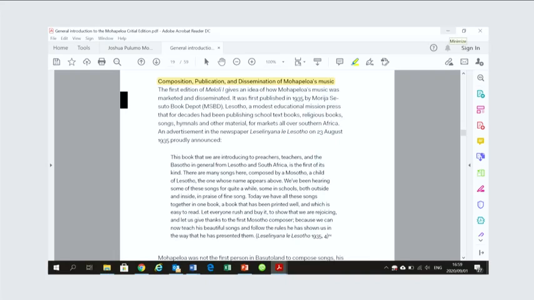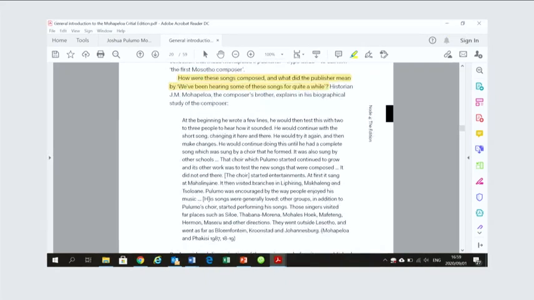Okay, let's have a look at the next slide. So that's one of the things that you're looking for. How did this all happen and how does it work? Here is another interesting thing from the same article. See, I've underlined here. How were these songs composed and what did the publisher mean by we've been hearing some of these songs for quite a while? Again, look at the indented part.